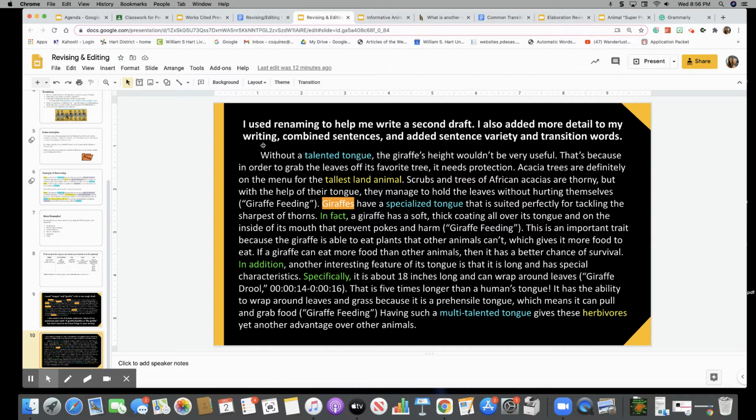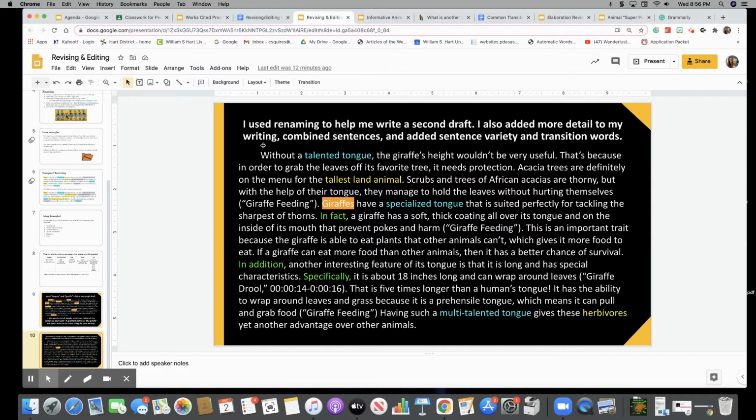I also added more detail to my writing. I combined sentences. I have sentence variety. I used transition words, which I didn't have in my rough draft. So you can pause the video. You can read through this paragraph. You can see what I did.